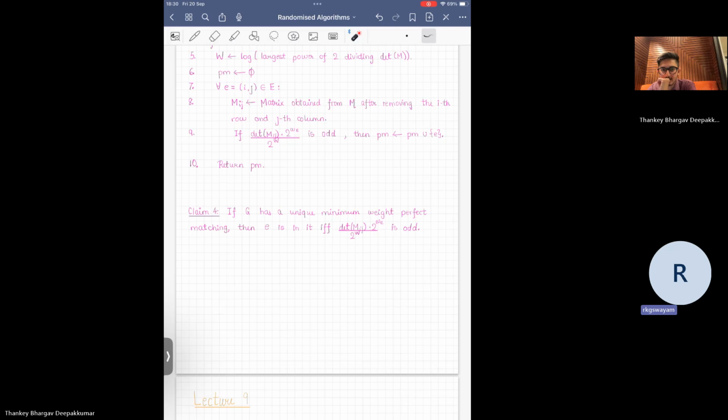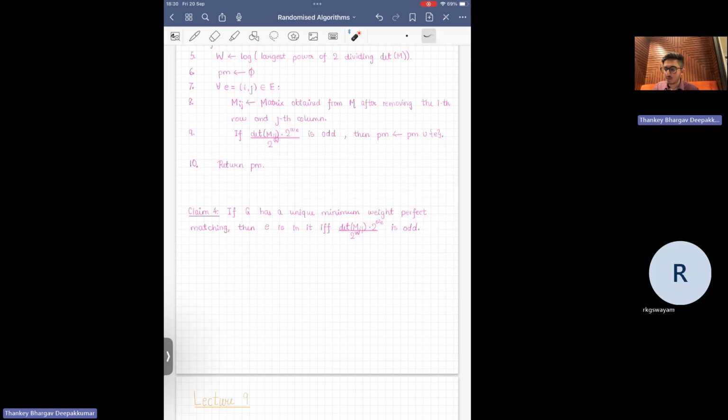But this time we are not interested only in knowing whether the perfect matching exists or not. We are also interested in knowing the exact matching as such. So my point is this: if determinant of Mij is non-zero, then the smaller graph has a perfect matching. That means you take that perfect matching from the smaller graph, add E to it, and you get a perfect matching of the entire graph, right?